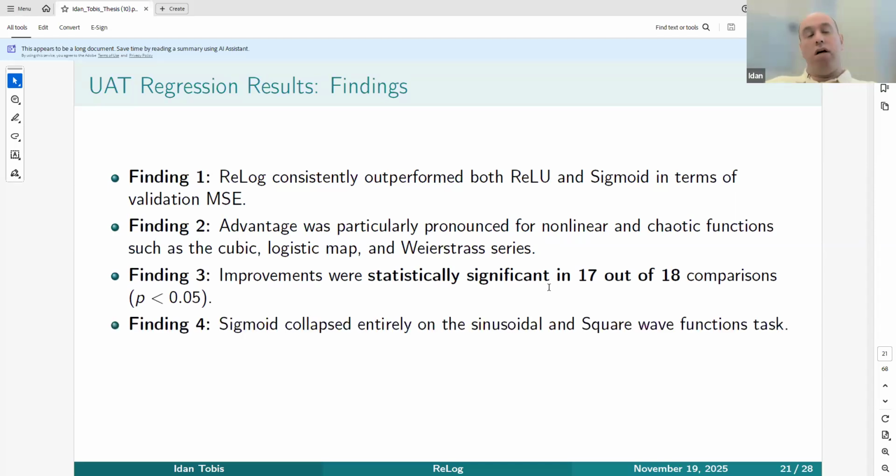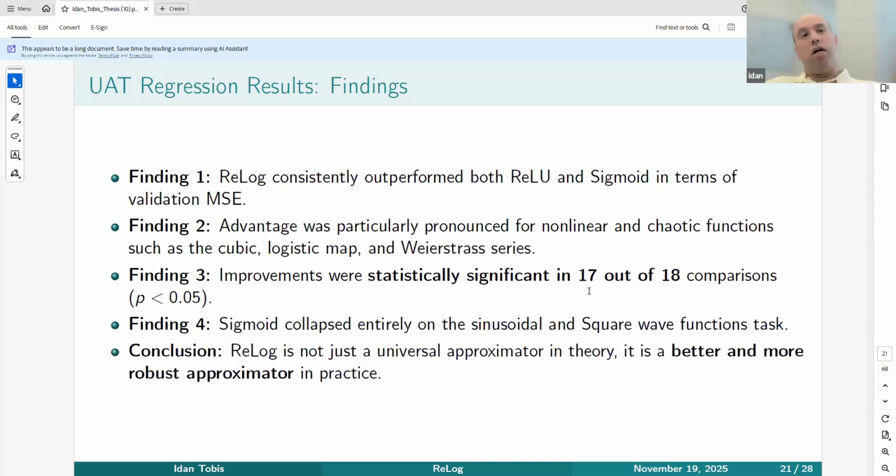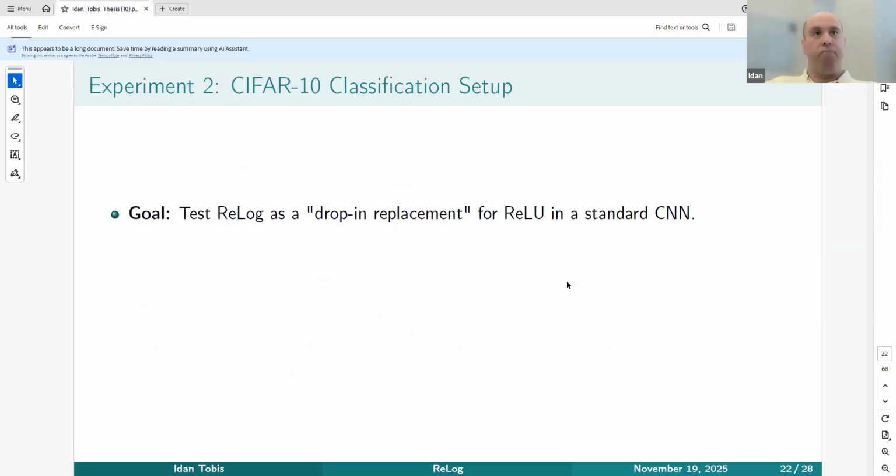The fourth finding, which is maybe not that related to our function, is that sigmoid collapsed entirely on the sinusoidal and square wave function tasks. So the conclusion here is that ReLog is not just a universal approximator in theory, it is also a better and more robust approximator in practice.